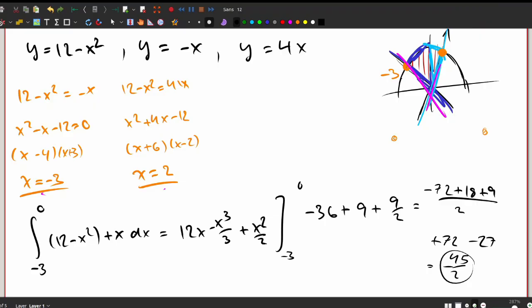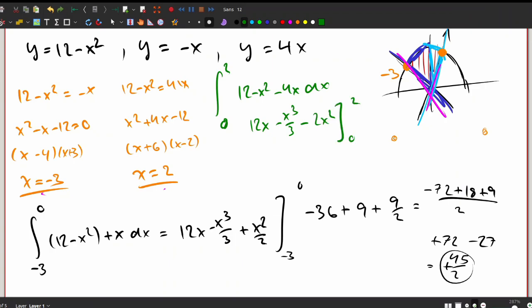So this is the area of our first region. Remember, it's negative, but because it's area, I'm taking the absolute value. So it's 45 over 2. Now let's look at our second integral. So our second integral is the integral from 0 to 2 of 12 minus x squared minus 4x. This becomes 12x minus x cubed over 3 minus 2x squared, from 0 to 2. Plugging in 0, everything cancels out. Plugging in 2, we get 24 minus 8 over 3 minus 8. So this gives us 72 minus 8 minus 24 over 3, and that gets us 40 over 3.